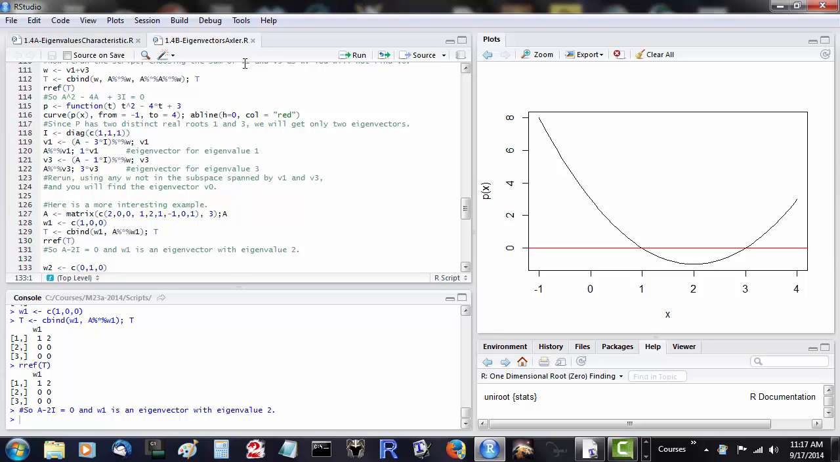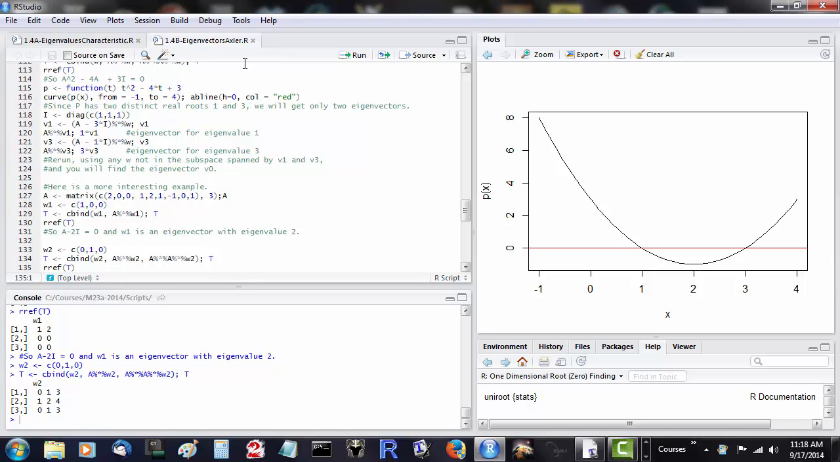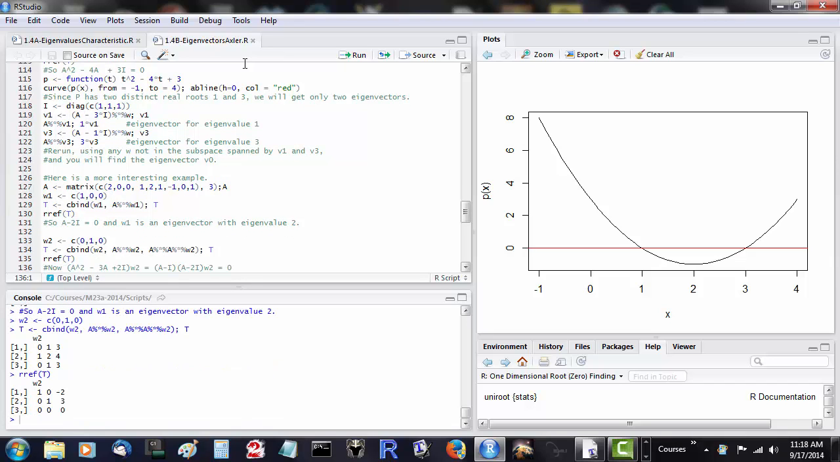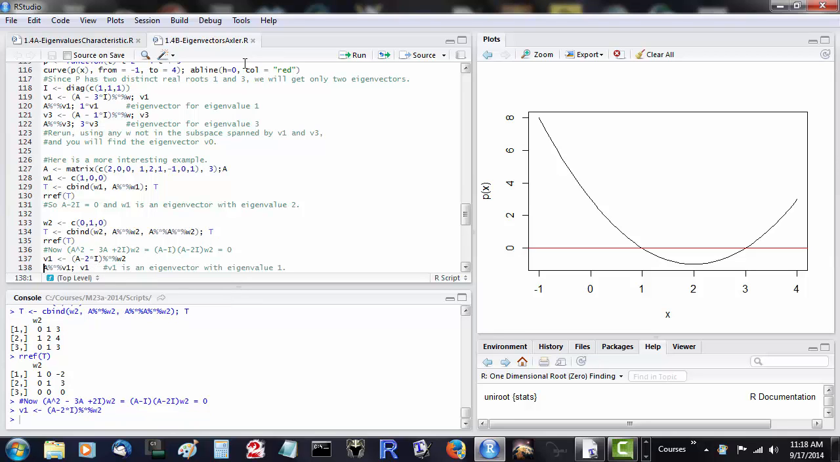I'd like to find more eigenvalues, more eigenvectors, so I choose a different W, this time the second standard basis vector. In this case, I have to use AW and A squared W before I get linear dependence, but now row reduction reveals that. I find that A minus I times A minus 2I acting on W2 gives 0, and therefore when I hit W2 with just A minus 2I, I find an eigenvector for eigenvalue 1.